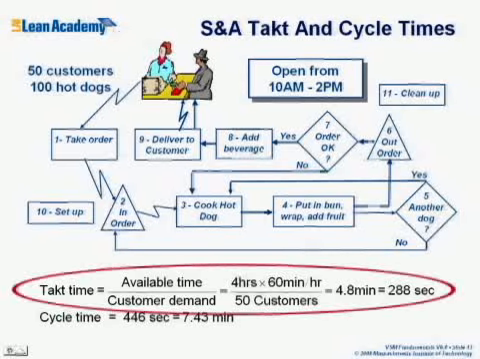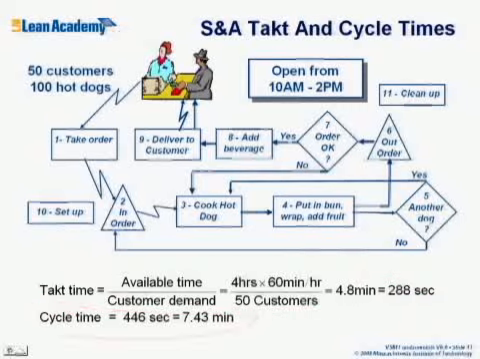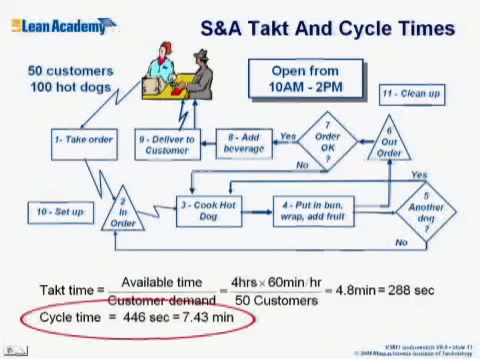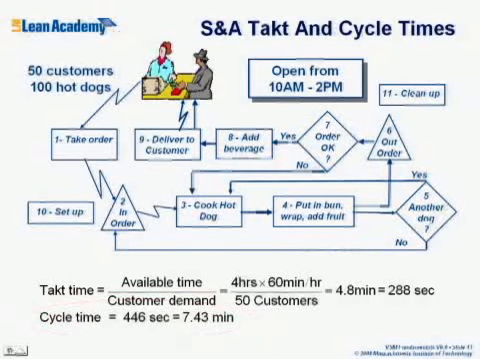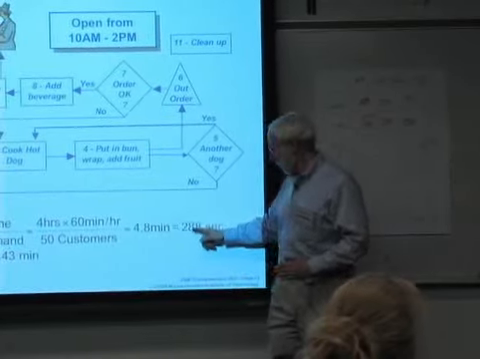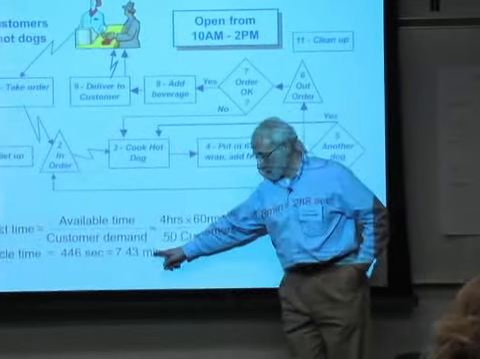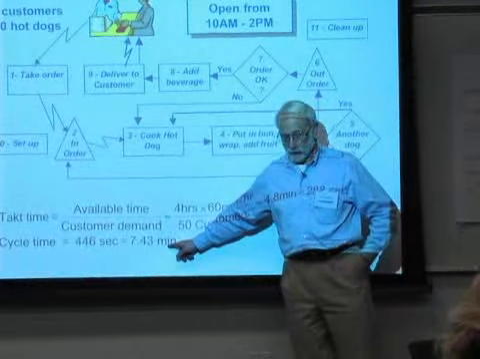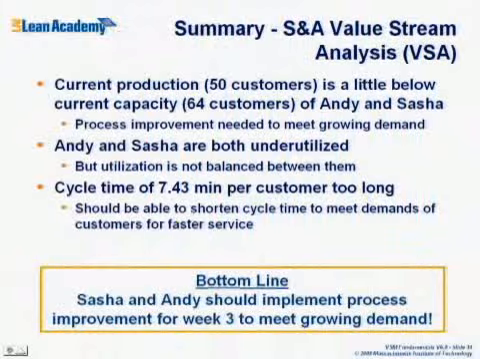Their takt time, we already computed up here, was 4.8 minutes. For 50 customers, they have to work at 4.8 minutes. Their cycle time is 446 seconds, which is 7.43 minutes. But remember that chart that had cycle time and balanced work, cycle time and takt time? They've got 2 employees, so they can both work in parallel. So that's why they can deliver a hot dog every 4.8 minutes, because this is really divided by 2 because they're both working.